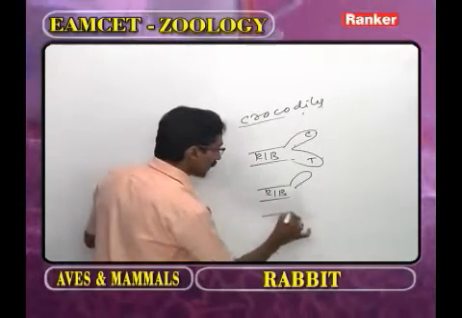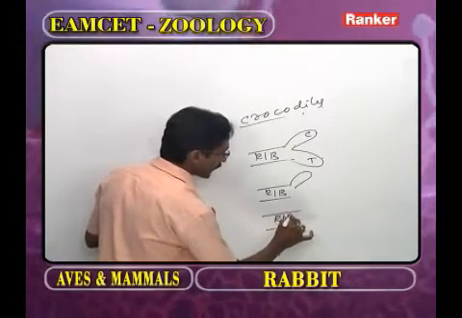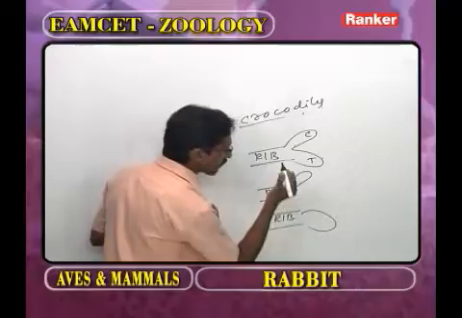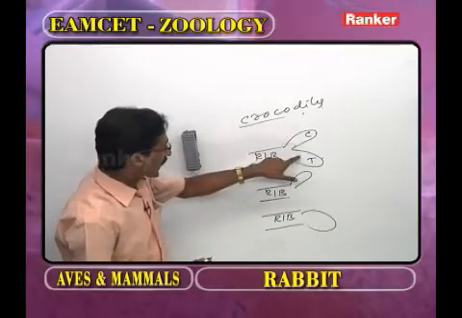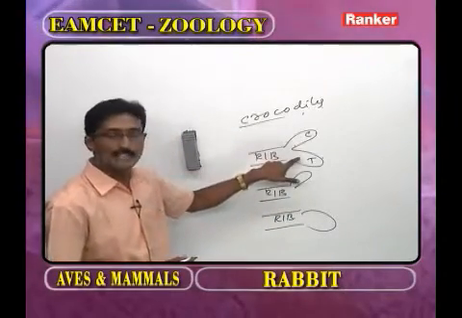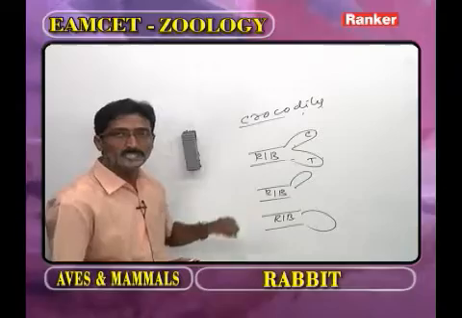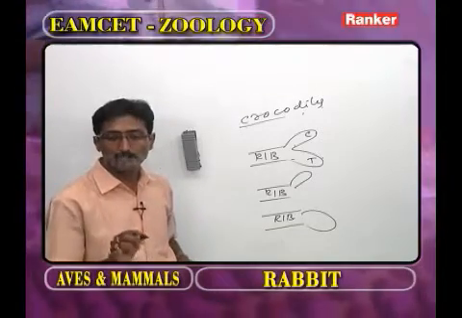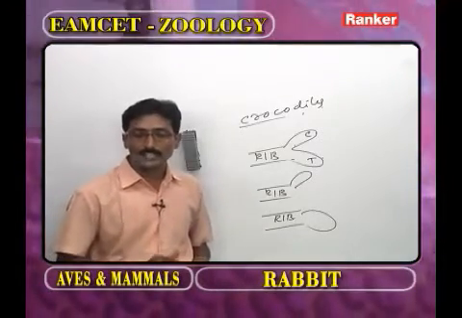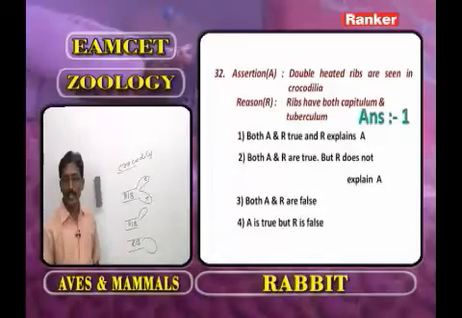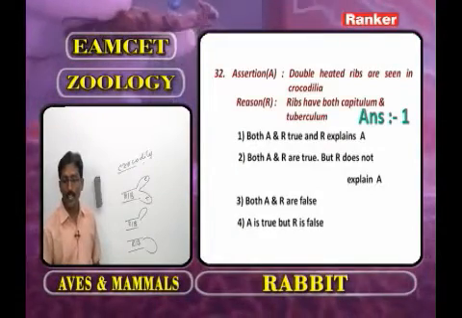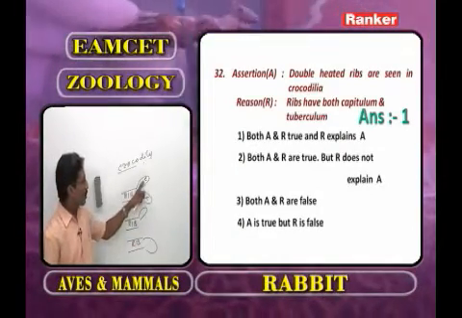If both the heads are present, double-headed ribs. If only one head is present, that is called single-headed rib. Now, here the assertion: double-headed ribs are seen in Crocodilia. The ribs have both capitulum and tuberculum. So, both are correct and the reason explains the assertion. Now, we go for the next question.